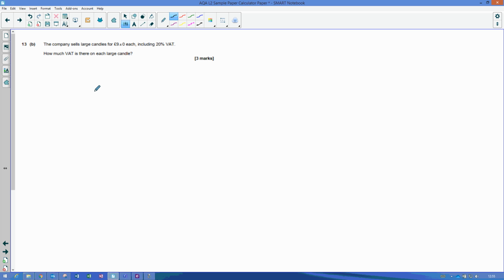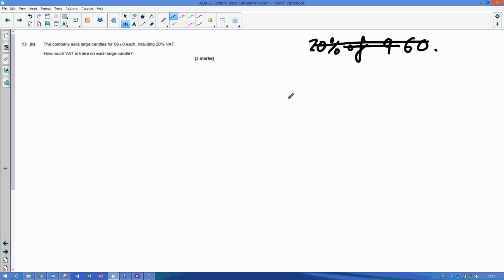So we need to work out the VAT. Now we've got to be a little bit careful here. We know that's 20%, and it's tempting, this is wrong, to just find 20% of 9.60. But that's the wrong answer. We don't want to do that at all. The reason this is wrong is the price starts without VAT, and then you add the 20% on.